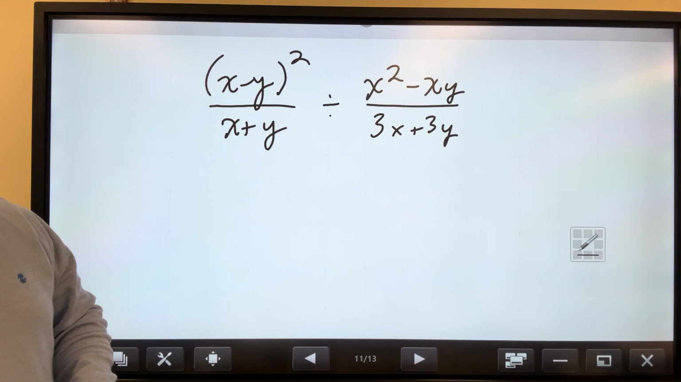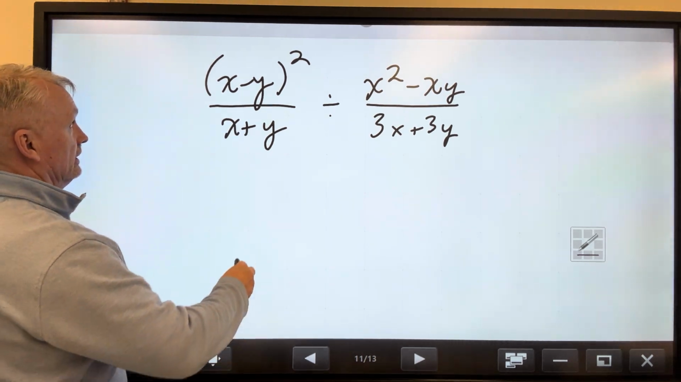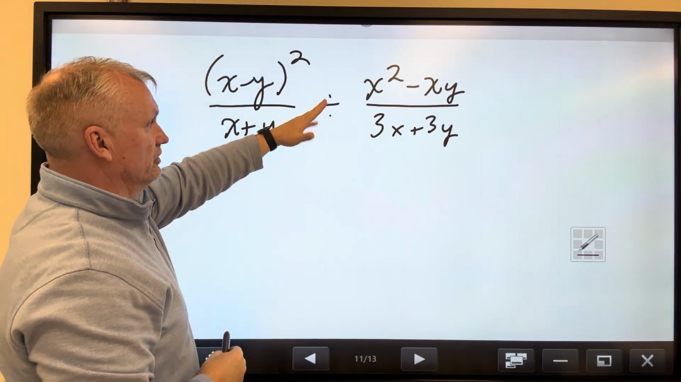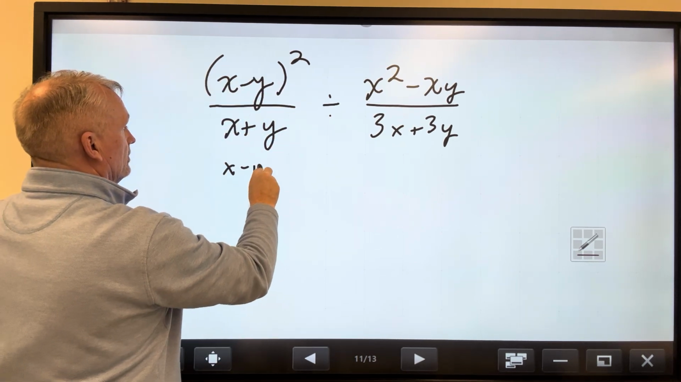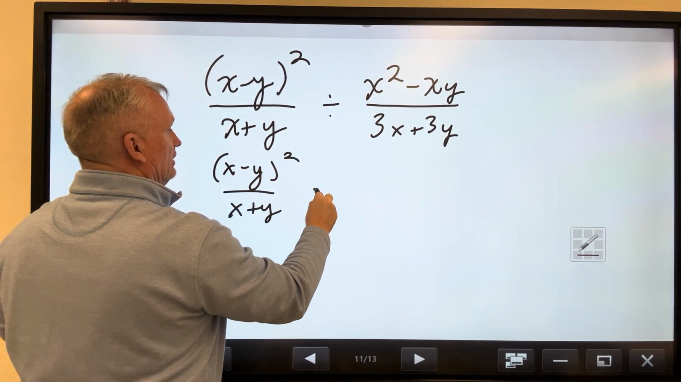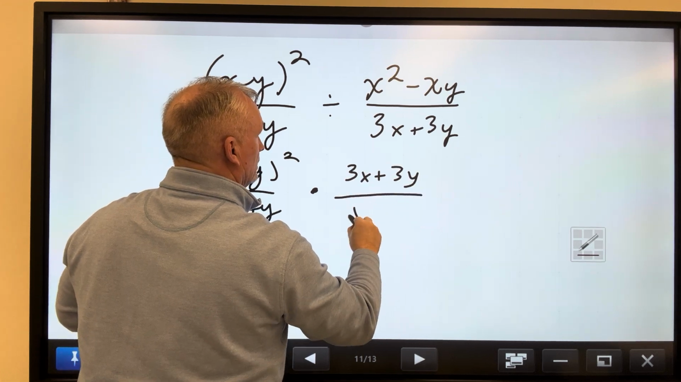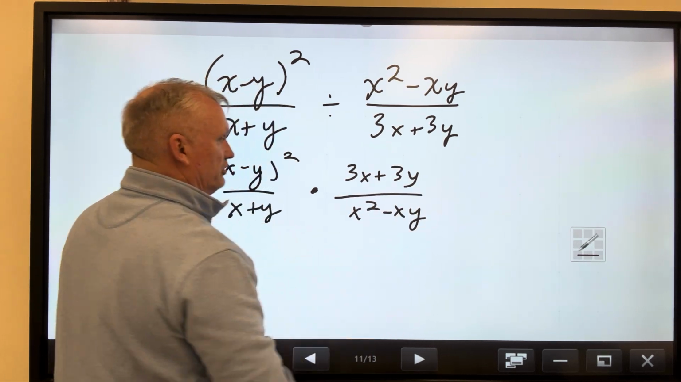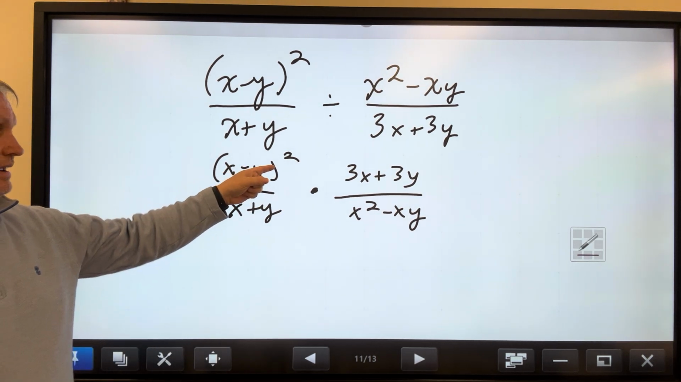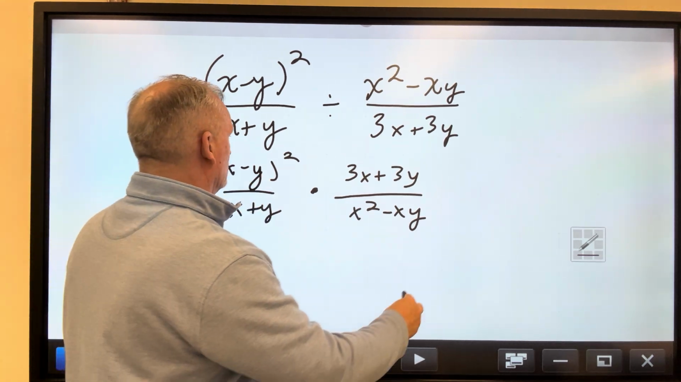I don't know why they threw a division by 1 back in here, but they did. So I'm going to rewrite this, x minus 1 squared. First thing I'm going to do is keep, change, flip. Now I'm going to start to factor, but with this top part, this isn't factoring. You're not going to factor out, but you're going to expand it. So it's going to look like this.